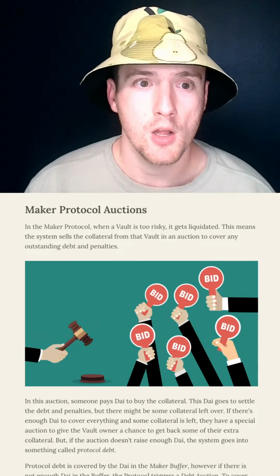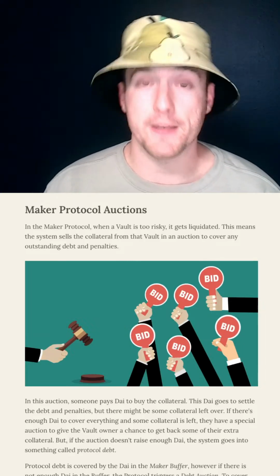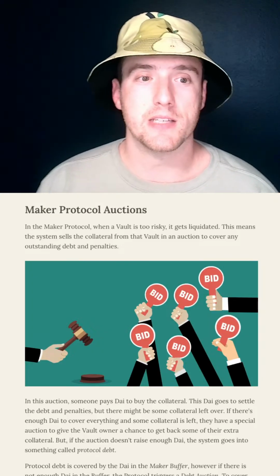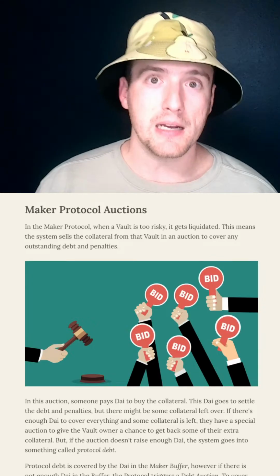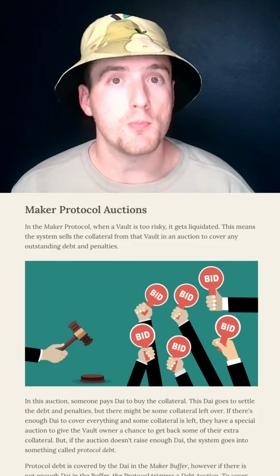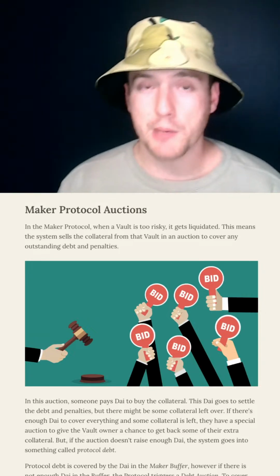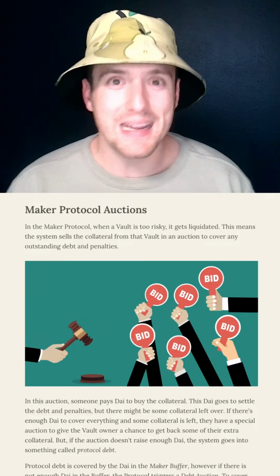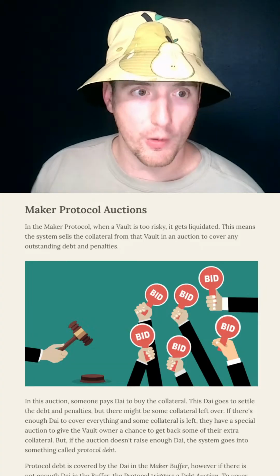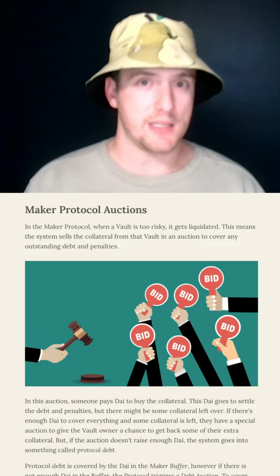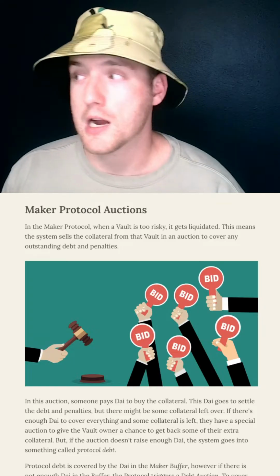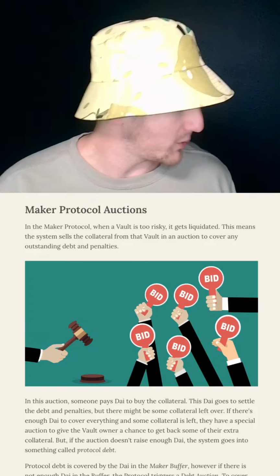So in the Maker protocol, when a vault is too risky, it gets liquidated. This means that the system sells the collateral from the vault in an auction to cover any outstanding debt and penalties. If I borrowed DAI and I still owed like $200, it would sell the amount of ETH in that vault to make up for the money owed. I would still be able to get my remaining assets out, but it would automatically, through the code, through the rules that it was programmed to do, bring those assets to auction to cover the debts that I owed.